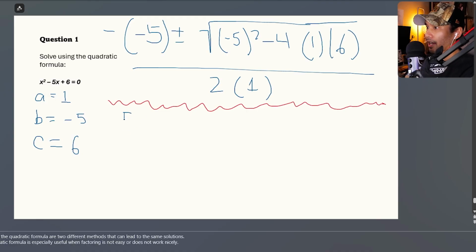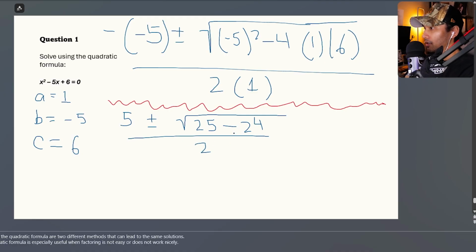So you would have 5 plus minus, because -5 and a negative equals a positive. And then everything over 5, -5 squared is just 25. A -5 times a -5, or a -5 times itself, would equal a positive number. Okay. Minus, what is 4 times 1 times 6? Excuse me. That is 24. And then all this over 2, because 2 times 1 is just that 5.